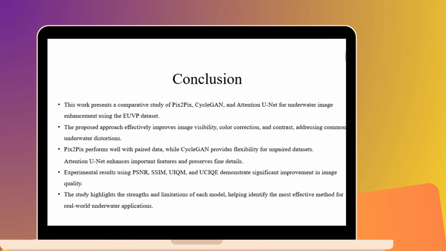To conclude, our project presented a comparative study of Pix2Pix, CycleGAN and Attention U-Net for underwater image enhancement using the EUVP dataset. The models successfully improved visibility, contrast and color correction. Among all models, Attention U-Net produced the best overall performance by preserving structural details more effectively. This study helps us identify suitable models for real-world underwater imaging applications.